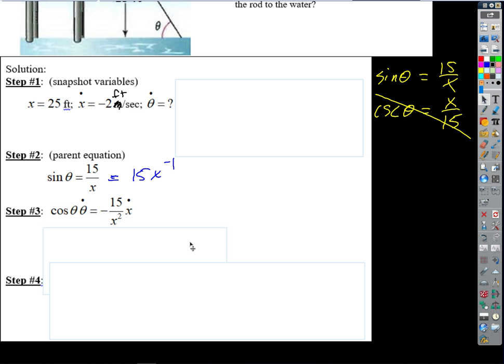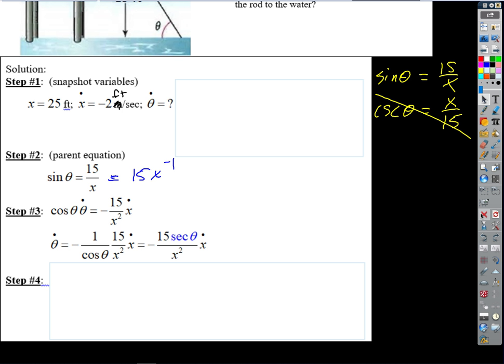So when we differentiate, we're going to get the derivative of sine, which is cosine theta, and then we have to multiply by theta dot, because we're differentiating with respect to t. On the other side, we're going to get negative 15x to the negative 2, but let's put that as x squared on the bottom, times x dot, because it's a chain rule deal. We're differentiating with respect to t.